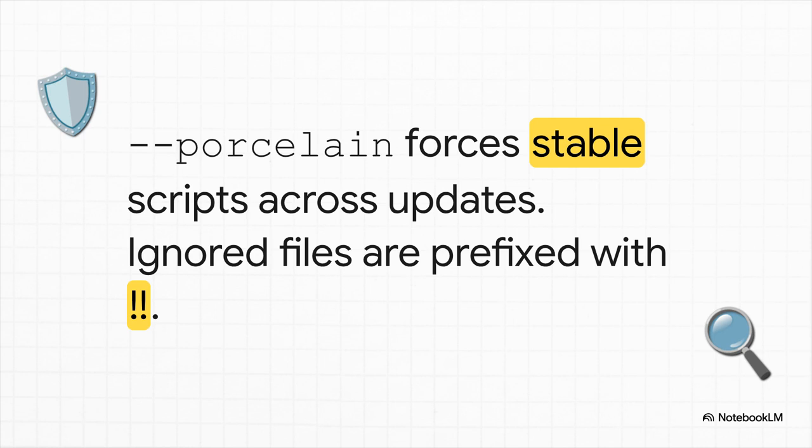You see, standard Git commands output these verbose, human-readable descriptions that might actually change depending on what software version you're running. Porcelain mode strips all of that fluff away. It forces a perfectly stable machine logic output across literally any system update. And in this mode, ignored files are strictly prefixed with 2 exclamation marks. This is perfect for us because it allows us to cleanly pipe the output straight into grep, matching exactly what is truly excluded and nothing else.